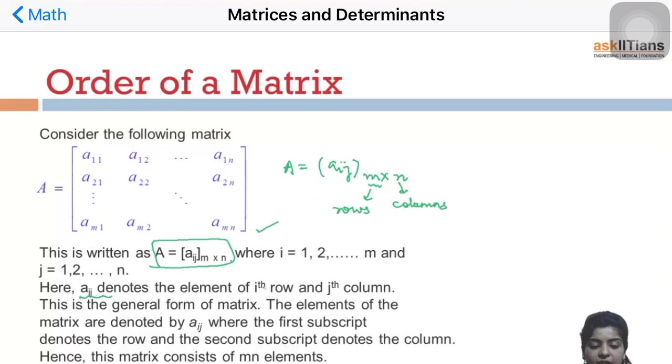Here Aij denotes the ith row. As we have discussed, whenever we write Aij, the first subscript will always stand for the row. So this denotes ith row and jth column. This is the most general form of matrix, and one more important concept here is the order. When I am writing Aij m cross n, this m cross n denotes the order of the matrix, and this would mean that this matrix contains mn elements. Just multiply these two subscripts and this denotes the number of elements.